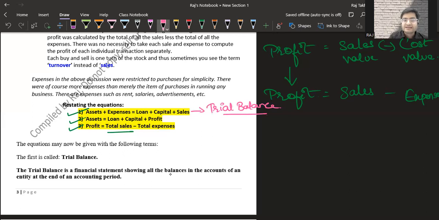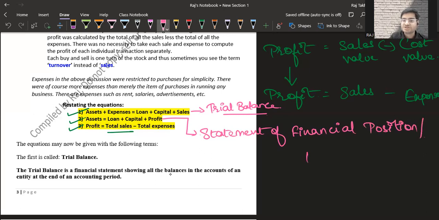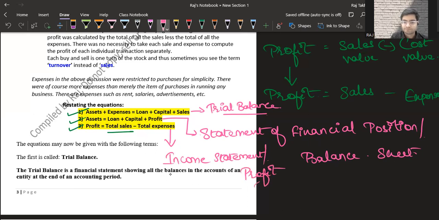So the trial balance is a statement which is prepared on this very concept. And in the second equation, we can use this second equation to prepare nothing but the statement of financial position, which is nothing but the balance sheet. You might have studied or you might have heard this term balance sheet. Okay, so we will also try to prepare the balance sheet along with the equation that we have derived just now. And the last equation will help us to prepare an income statement, which is popularly known as a profit and loss account.